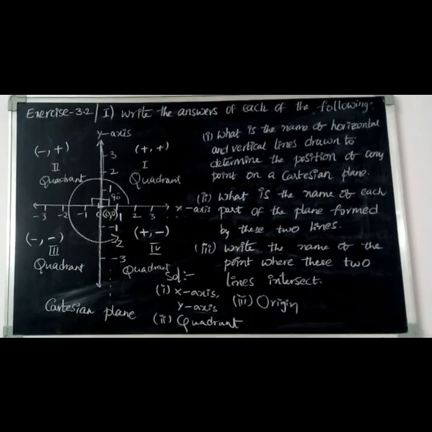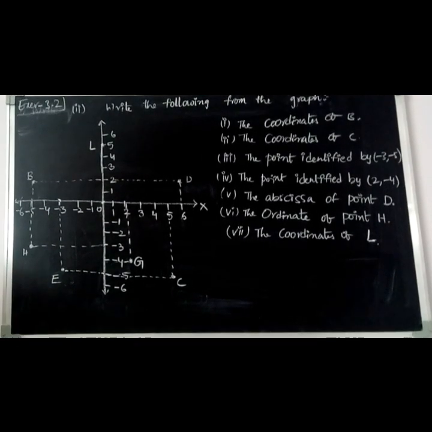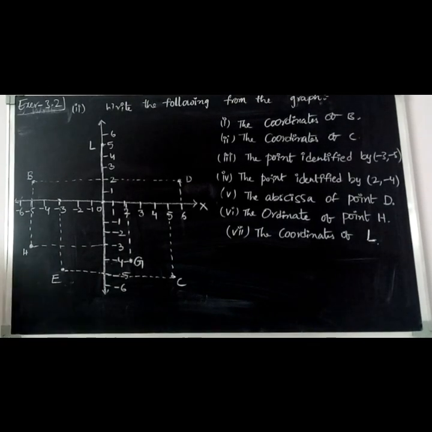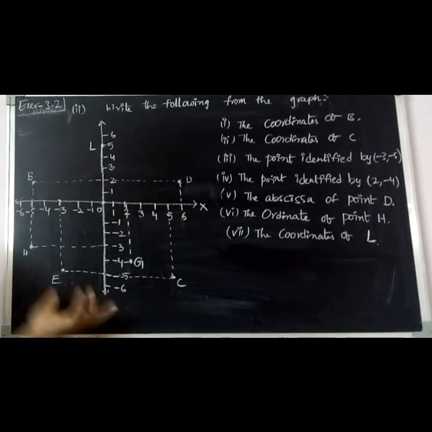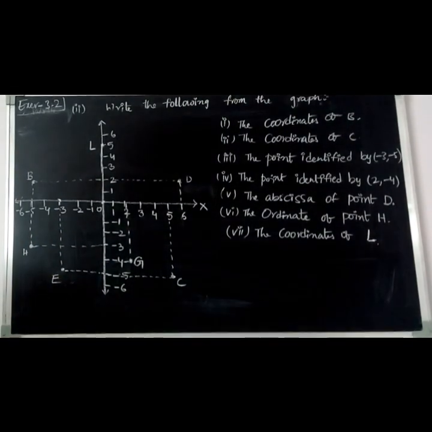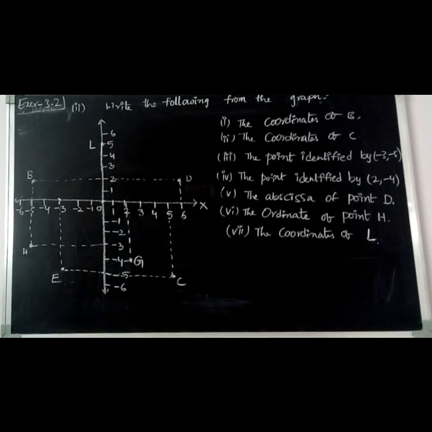Now let us see second Roman. Write the following from the graph. Here a graph is given to you and we have to find out the answers to the questions given in the second Roman. Our first question is the coordinates of B. We have to find out the coordinates of B from the given graph.